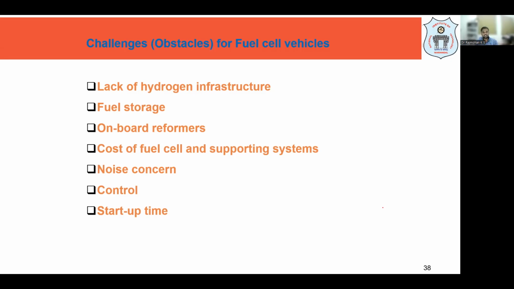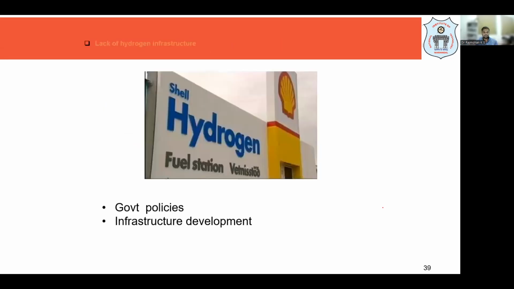Okay, then there are fuel storage issues. Whether I can store it safely, how much space it will occupy. All those issues are there, which are stopping the marketing of these fuel cell vehicles also. And onboard reformers are required. And what is the cost of the fuel cell and its supporting system, like bipolar plates or whatever unit we have to pay for. And there are noise concerns, control issues and startup time. We'll discuss in detail. Okay, so what is the lack of hydrogen infrastructure?